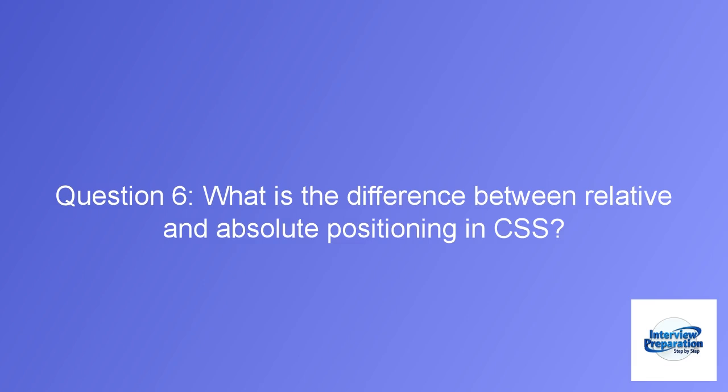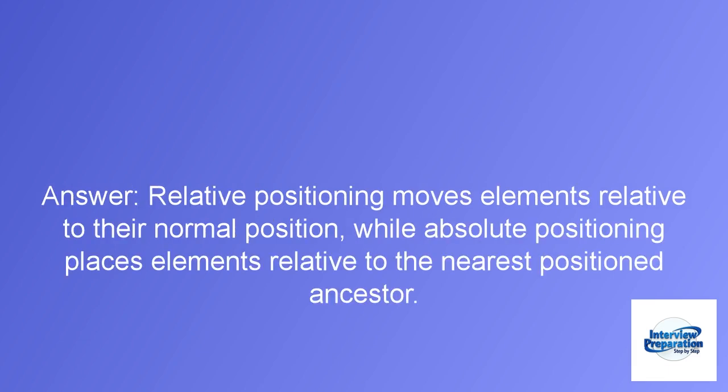Question 6. What is the difference between relative and absolute positioning in CSS? Answer. Relative positioning moves elements relative to their normal position, while absolute positioning places elements relative to the nearest positioned ancestor.